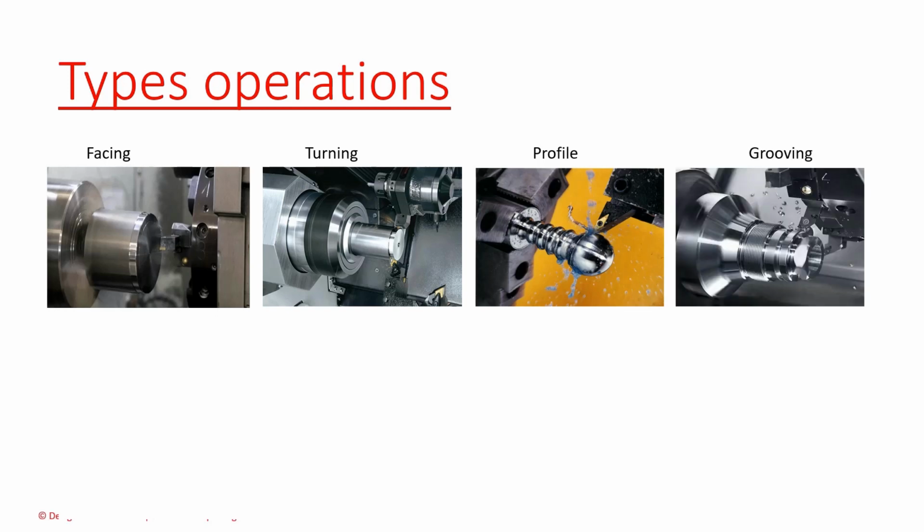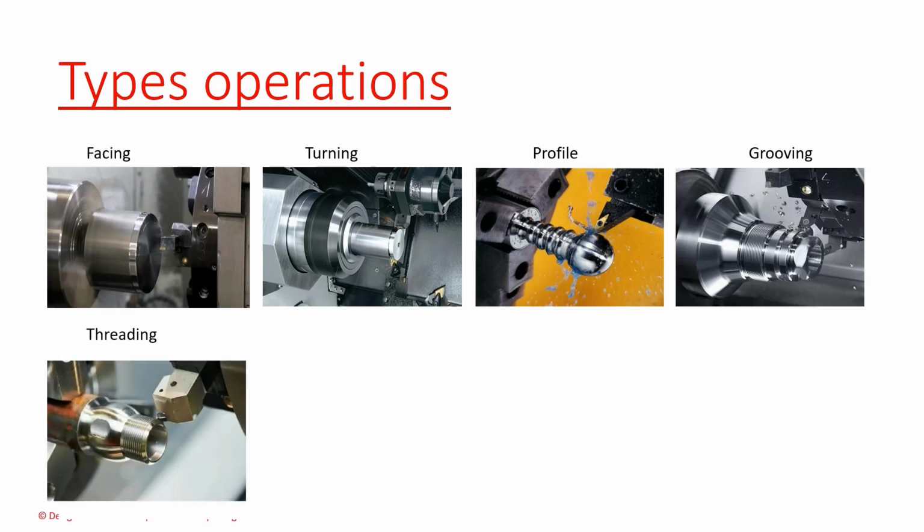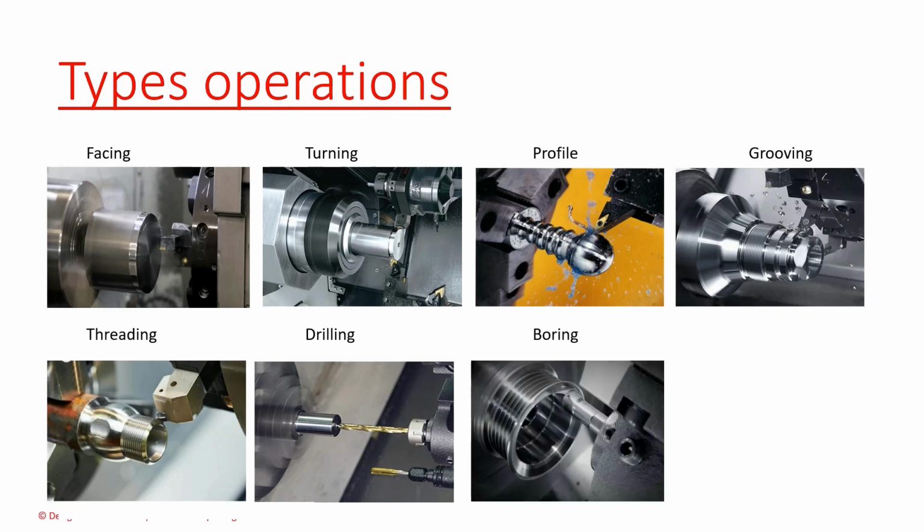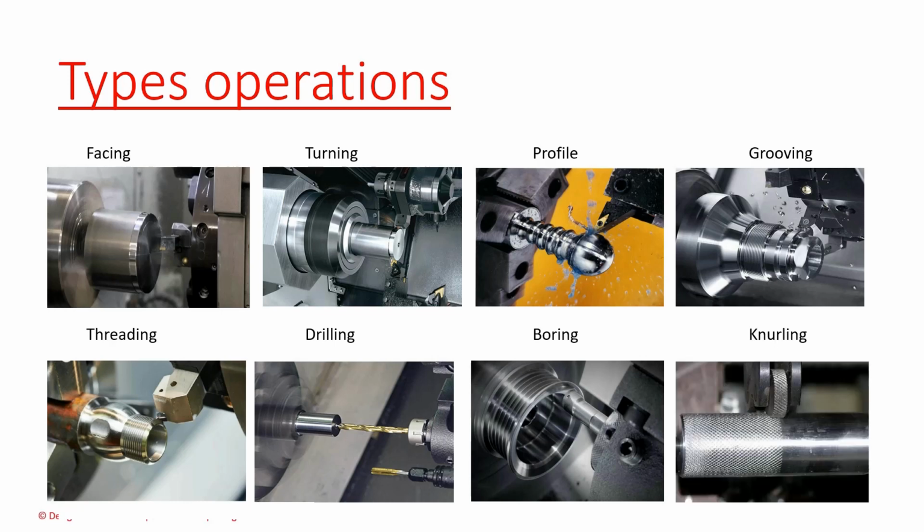Grooving. For slot creation, use a grooving operation. Threading. For thread creation, use a threading operation. Drilling. For hole creation, use a drilling operation. Boring or internal turning. To enlarge a hole diameter, use the boring operation. Knurling. For creating a grip, use a knurling operation. For these operations, we use single point cutting tools.